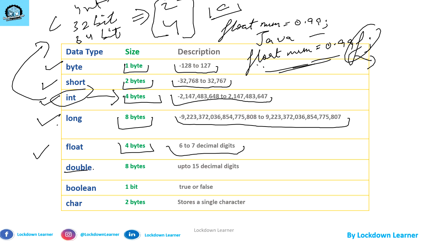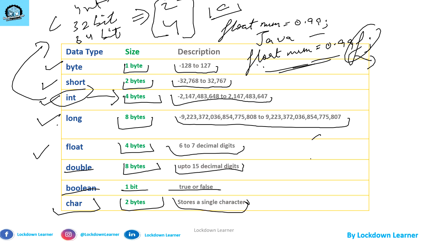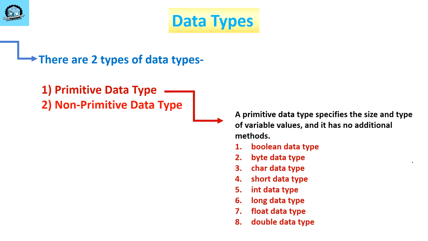Okay, then we are having double, which is 8 bytes with up to 15 decimal digits. Float has 6 to 7, and double has 15 decimal digits. Then we are having boolean, 1 byte, true or false, you are aware of that. Then we are having char, 2 bytes, which stores a single character. In C we are having char as 1 byte, and in Java we are having 2 bytes. Okay, let us see the non-primitive.